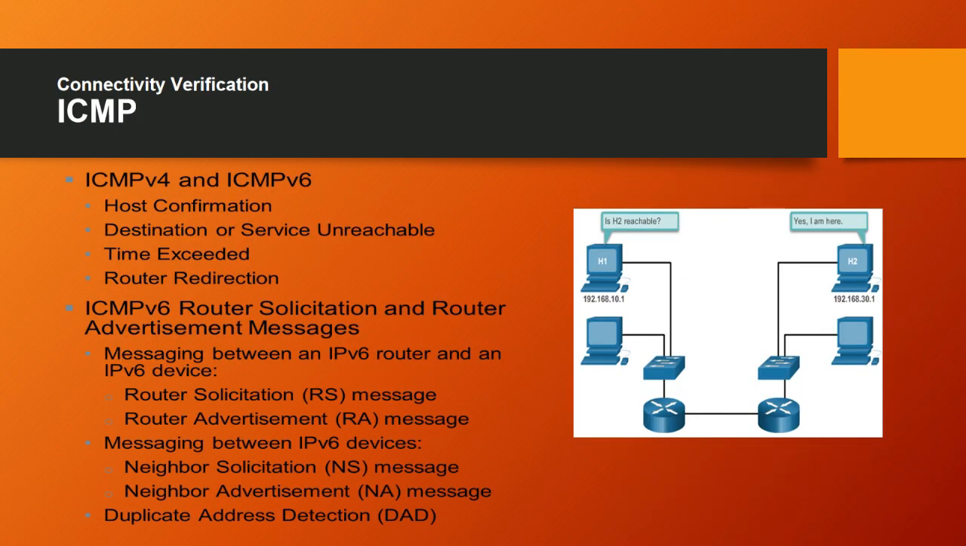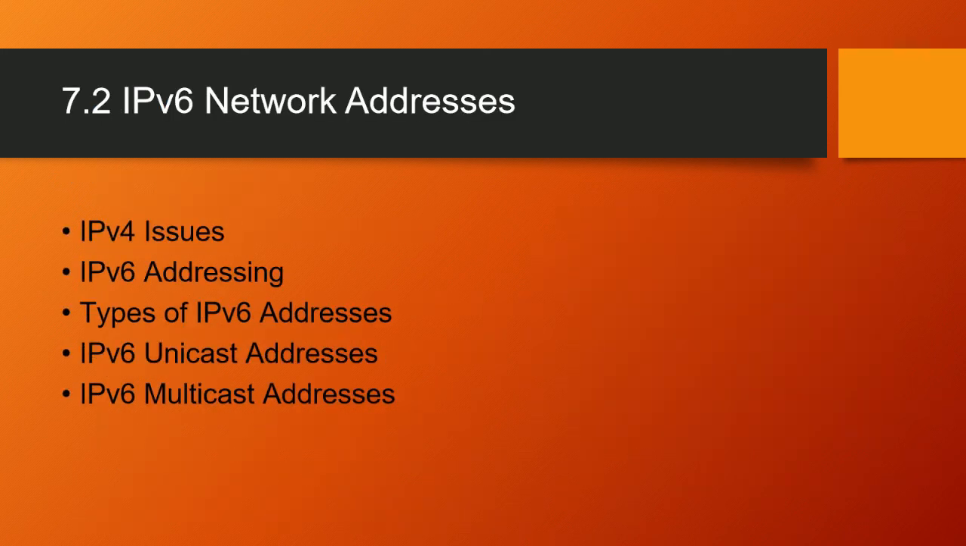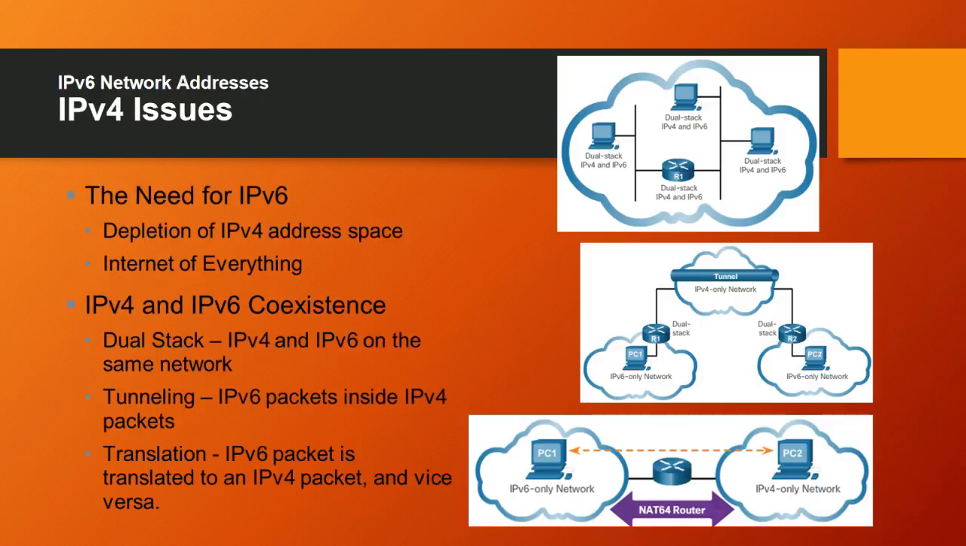Hello, in 7.2 IPv6 network addresses, the topics that I will be discussing are the following: IPv4 issues, IPv6 addressing, types of IPv6 addresses, IPv6 unicast addresses, and IPv6 multicast addresses.